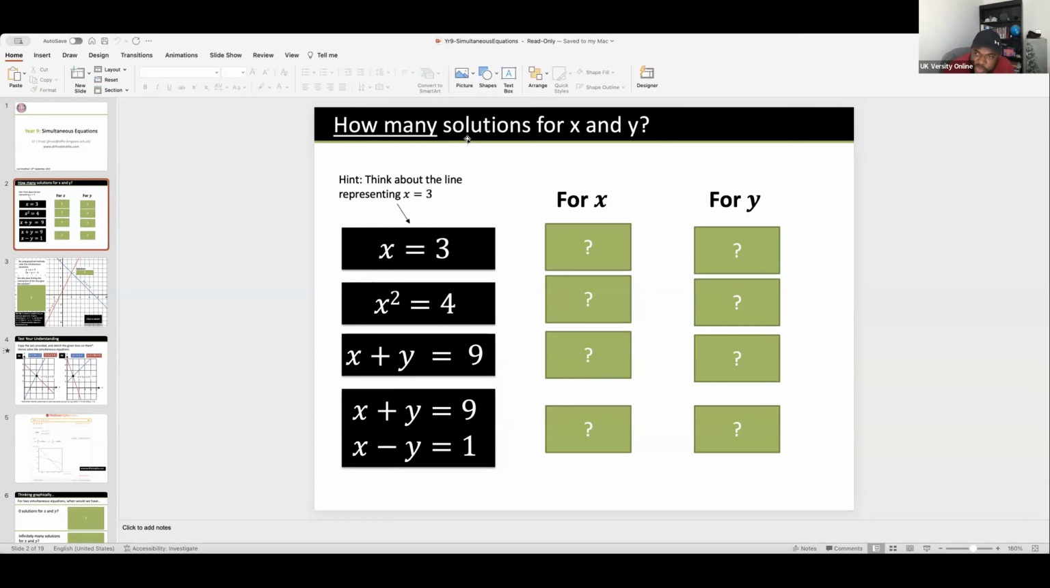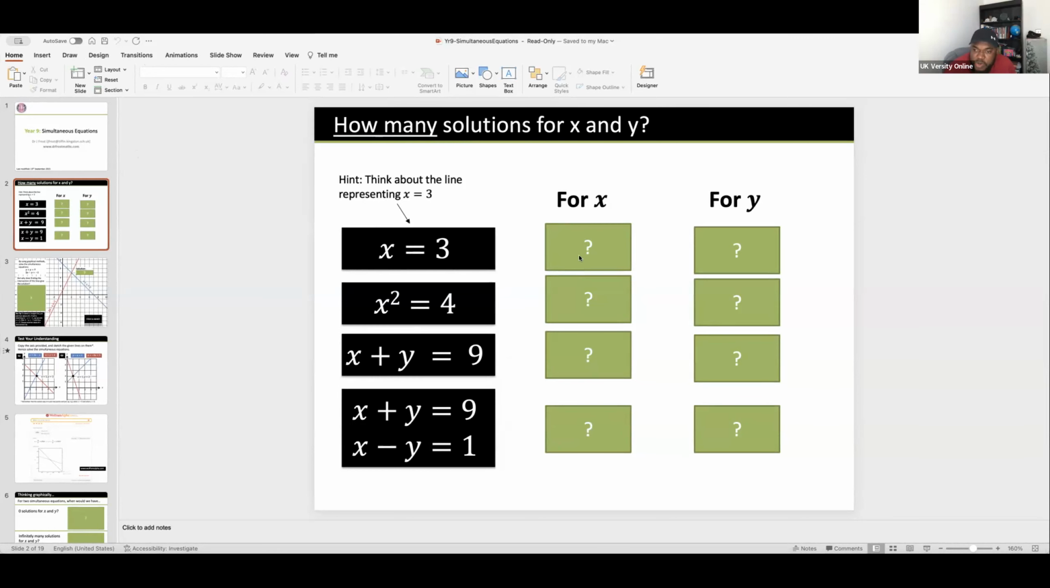This part of the class is just about simultaneous equations. Simultaneous equations are a different type of equation compared to the previous one we did. Simultaneous equations are all about having two variables, x and y. X and y are variables, so you have two variables. Simultaneous equations also involve two equations happening at the same time.